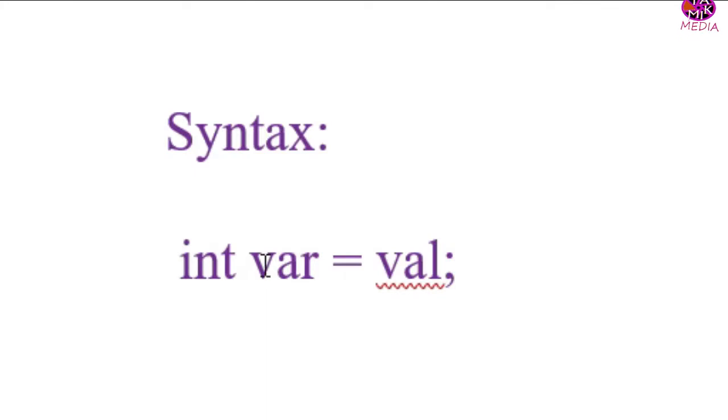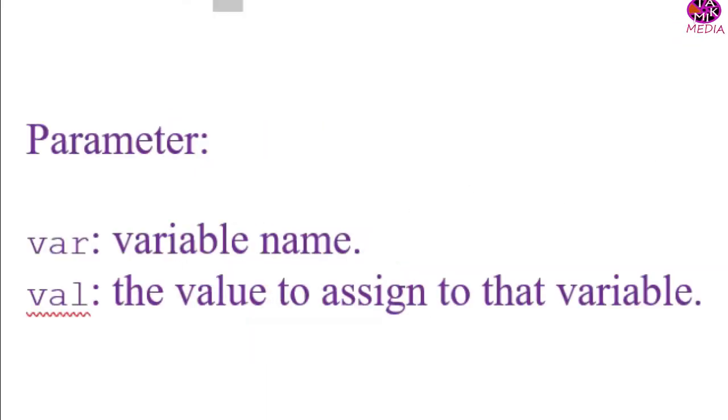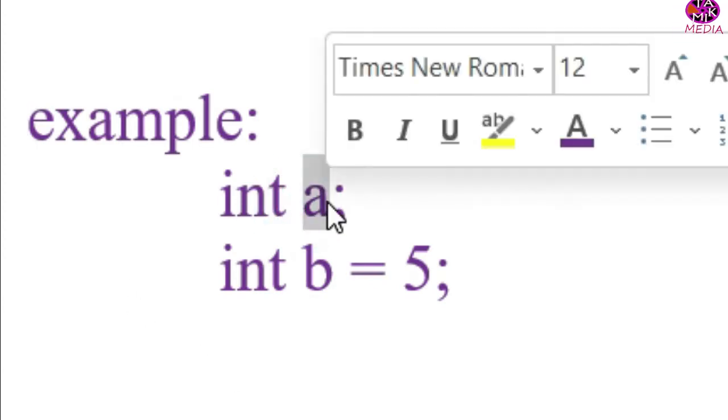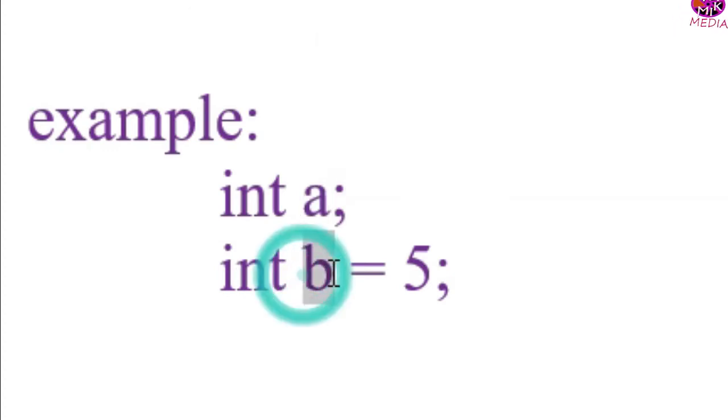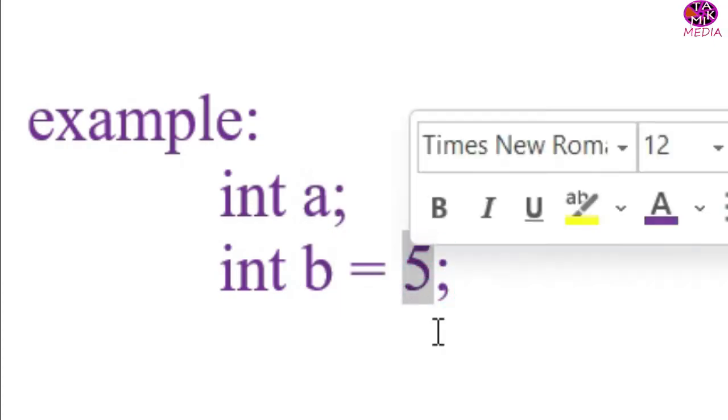Syntax. This is the variable name, the value. Parameters: variable name, the value to assign to that variable. Example, integer a, here no value is assigned, and integer b, this b's value is 5.